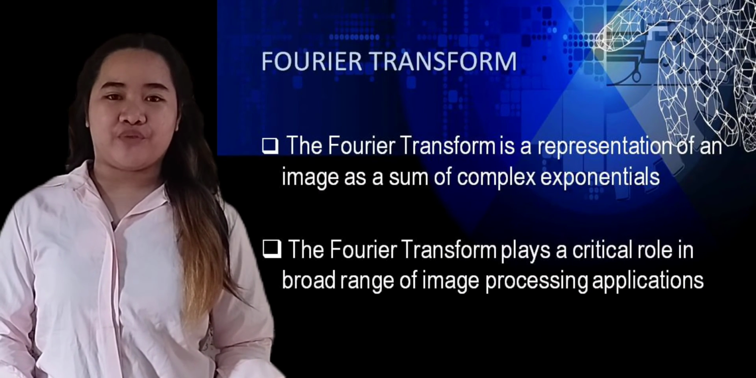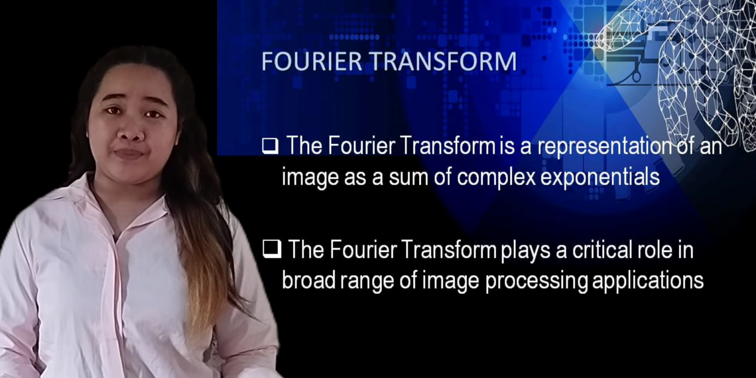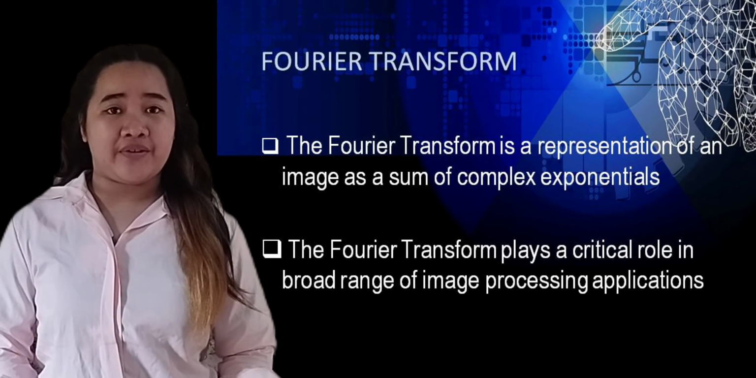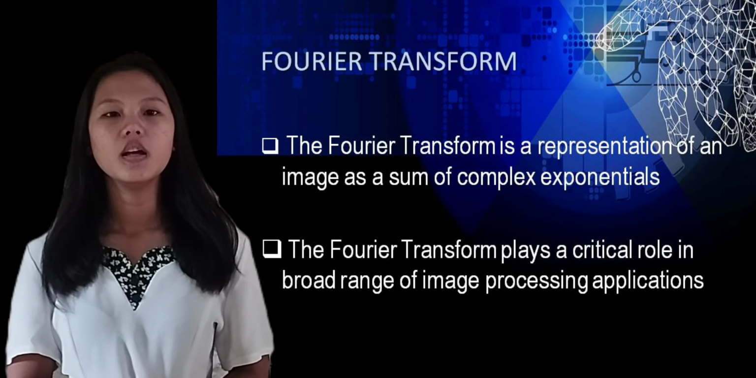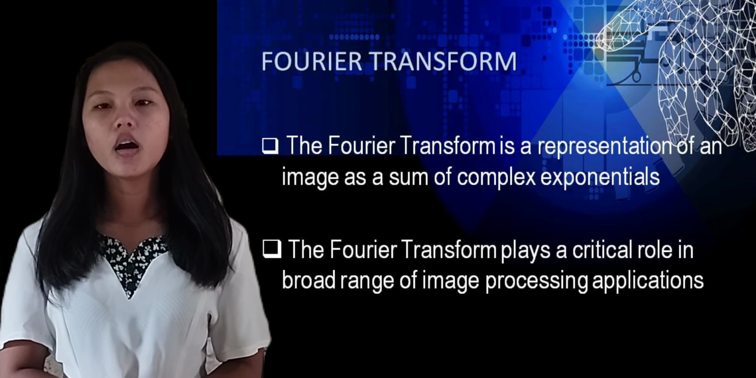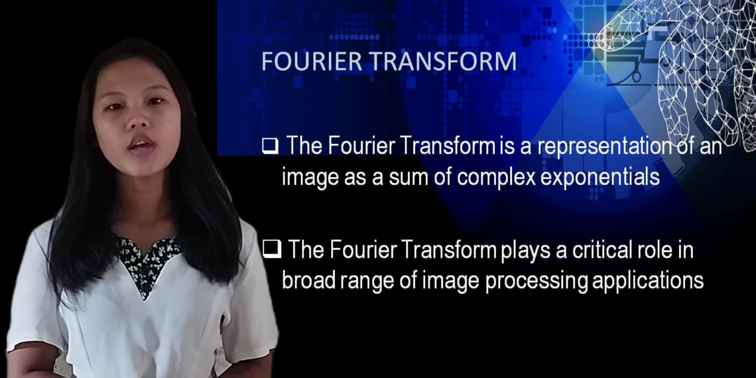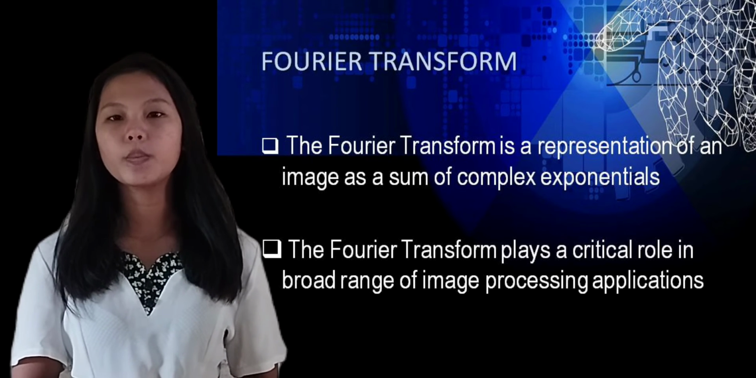The Fourier transform is a representation of an image as a sum of complex exponentials of varying magnitudes, frequency, and phase. The Fourier transform plays a critical role in a broad range of image processing applications, including enhancement, analysis, restoration, and compression.